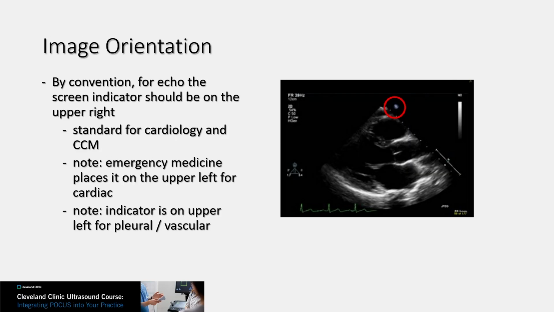Image orientation. By convention, when we are performing an echo, the screen indicator should be on the upper right, as you can see in this image. It is very standard for cardiology and for critical care medicine. Some places may have the pointer in another place like the left upper, but for most, it should be in the right upper part of your screen.